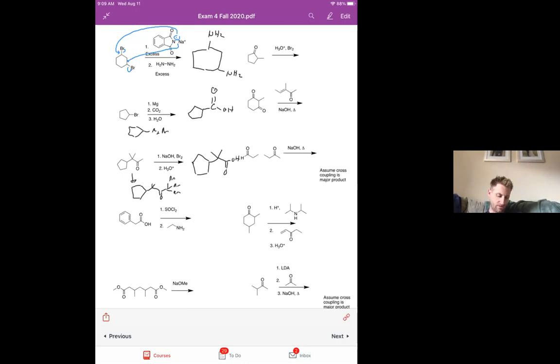All right, so SOCl2 is going to give us an acid chloride. And then the amine can come in and make an amide. That one's pretty straightforward.